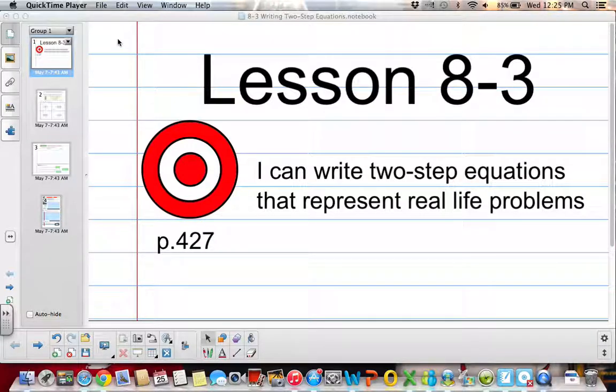Hi, 7th graders. We're on lesson 8.3, which starts on page 427 in your textbook. We are going to be learning how to write two-step equations that represent real-life problems. So in lesson 8.2, we learned how to solve our two-step equations. Now we're going to learn how to write them and then solve them as well.